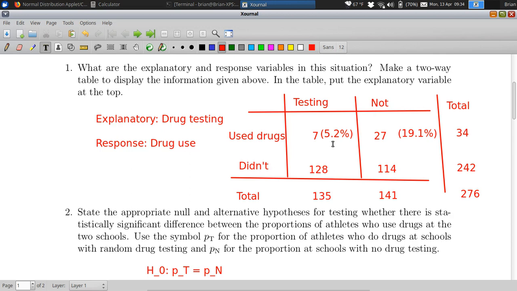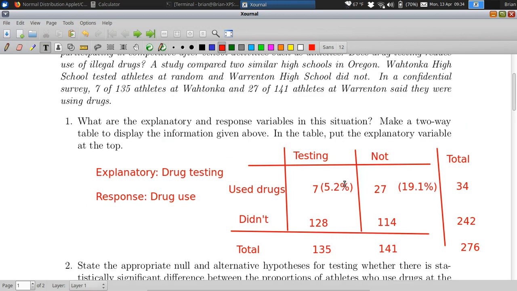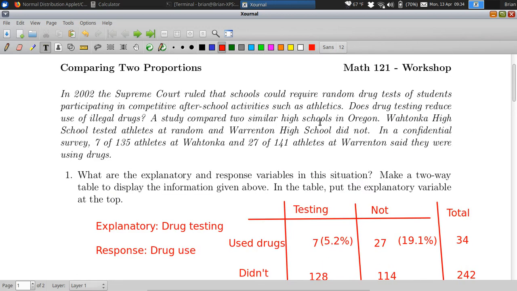The other assumption, of course, is that there's no bias in our sample. That could potentially be a problem. These 2 high schools were not randomly selected, although the survey didn't say how they selected the students, but it probably was randomly selected from within the high schools. So as long as the high schools are representative of schools with drug testing and schools without drug testing, then we're probably in good shape. But I'm not sure that that's true, right?